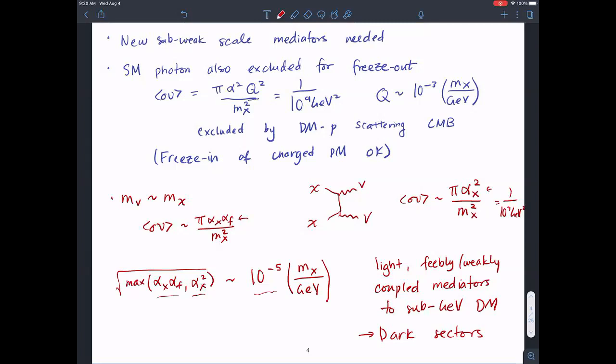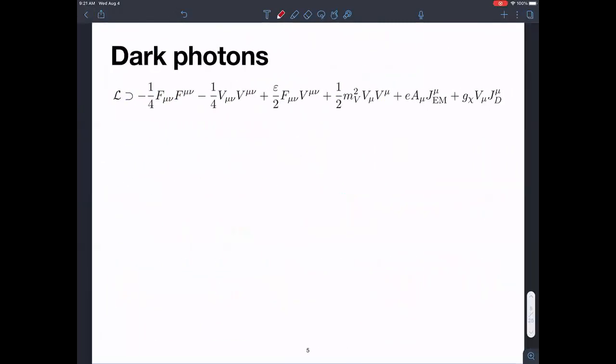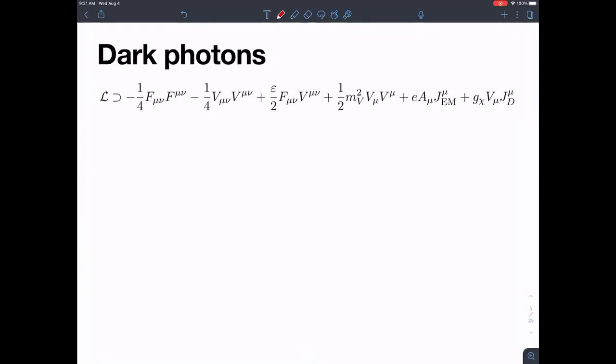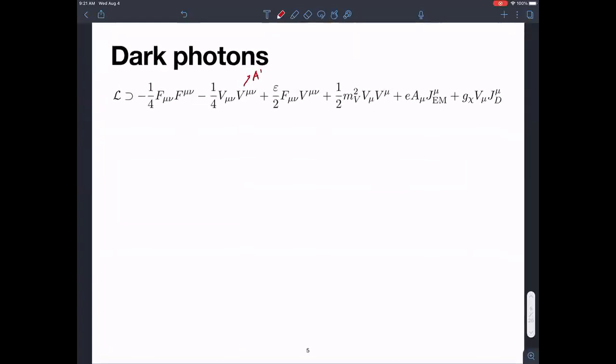Right, and so the most commonly studied new mediator is the dark photon. I want to spend some time getting more into dark photons, which we talked a lot about yesterday. This is the most commonly studied one, and I will write it as a V. There are different notations; sometimes it's called an A prime. Here, F is the standard model photon, V is my dark photon. The way this is usually introduced is with a kinetic mixing between the standard model photon and the dark photon, which is called epsilon here. It's also sometimes called kappa.